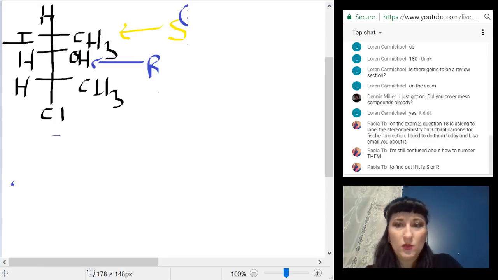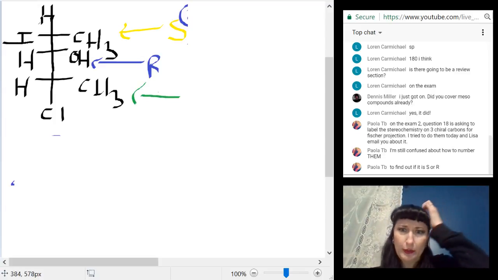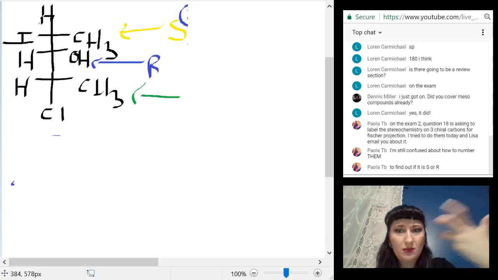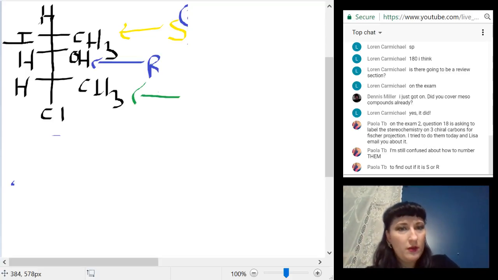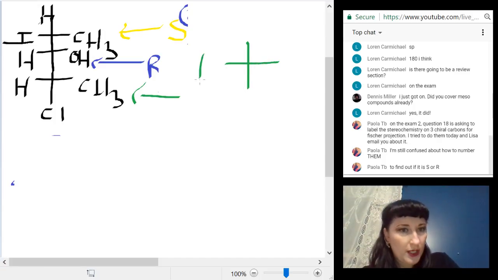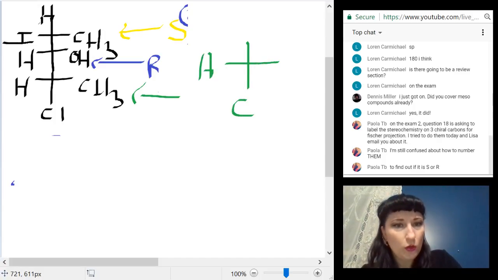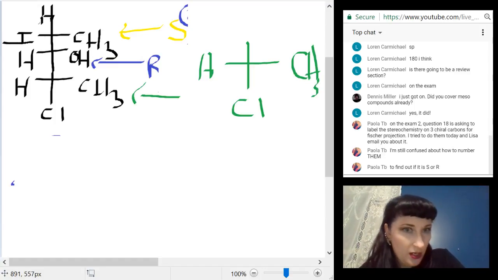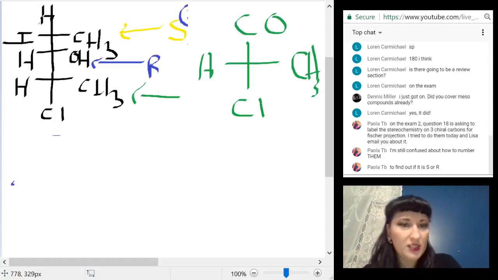Now for the last one, and it's just the same thing over and over really, and I'm not trying to say that this is super easy, but it's just the same thing each time, so you just kind of have to find the pattern and keep going with it. So in that case you have a hydrogen, a chlorine, a CH3, and then a carbon with an oxygen on it and some other stuff.